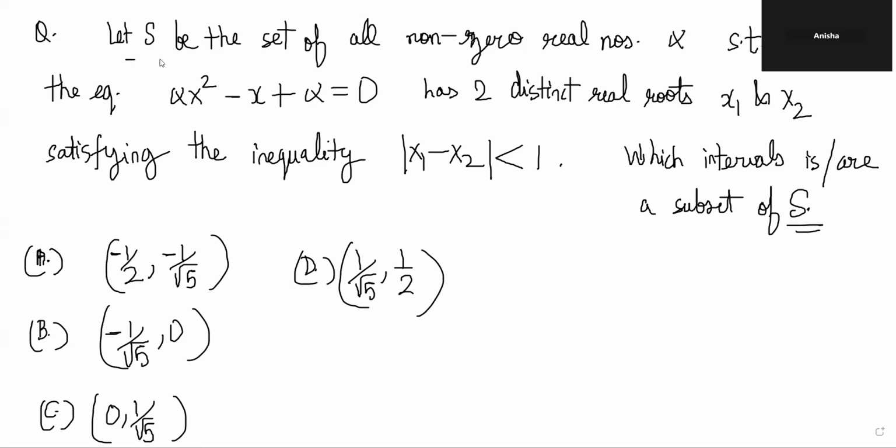So S is the set of all alpha such that this condition is true, right? Right. And you have to find which of these options are subsets of that set. Yes. It could be multiple correct. Sir, option C is 0 to 1 by root 5, right?